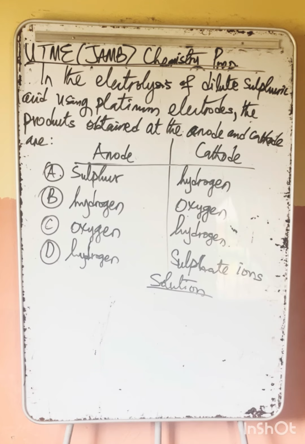In the electrolysis of dilute sulphuric acid using platinum electrodes, the products obtained at the anode and cathode are: A. Sulfur at the anode and hydrogen at the cathode, B. Hydrogen at the anode and oxygen at the cathode, C. Oxygen at the anode and hydrogen at the cathode, D. Hydrogen at the anode and sulfate ions at the cathode.